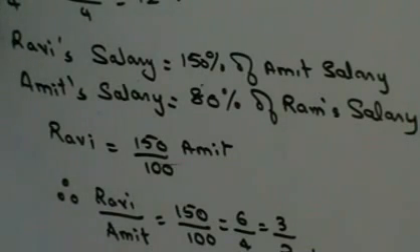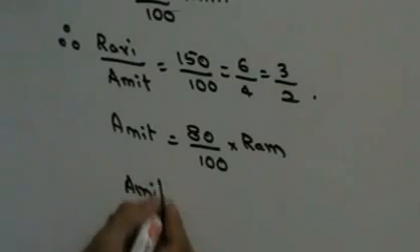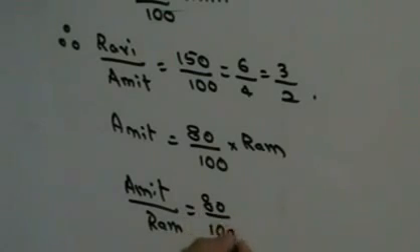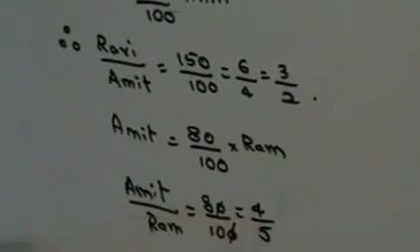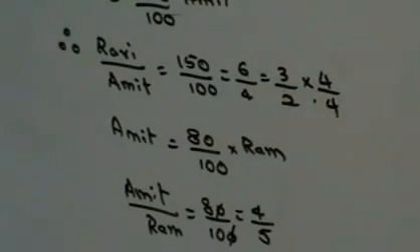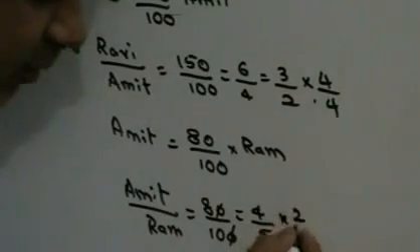Next, Amit's salary is 80% of Ram's salary. So I can say Amit upon Ram is 80 upon 100, that's 4 upon 5, right? So I've explained to you that what is common between them? Amit is common between them. What is the value of Amit in the second equation? 4. So multiply and divide equation 1 by 4. What is the value of Amit in the first equation? 2. Multiply and divide the second equation by 2.